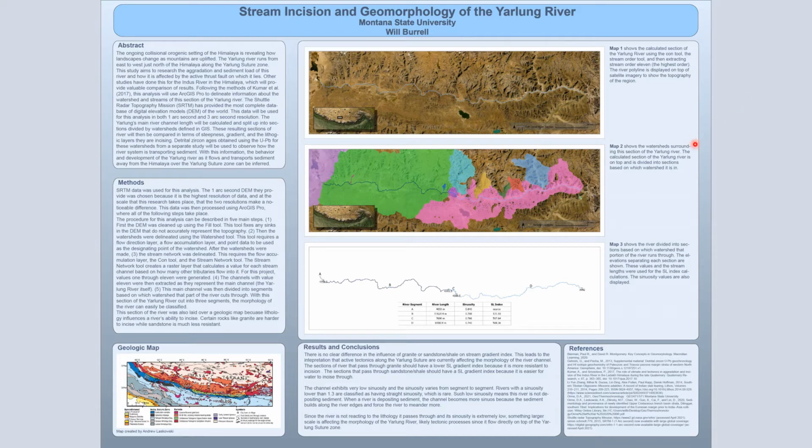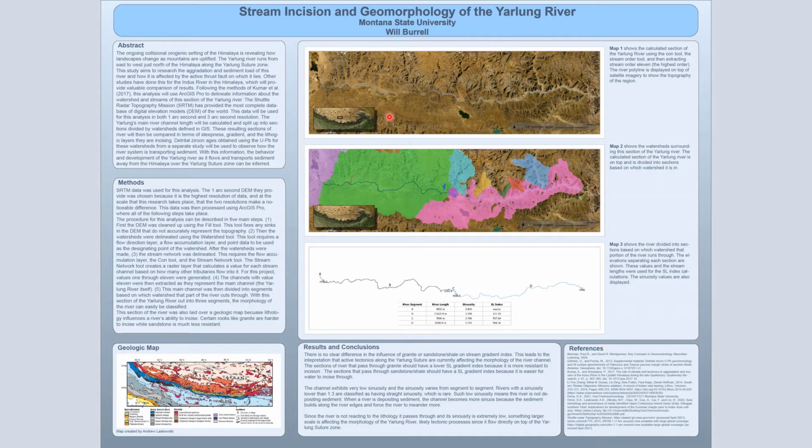Basically, I chose to do this research because the Yarlung River, as it lays right here, is right on top of the Yarlung Suture Zone, which is a currently active tectonic fault. So a river on top of a currently active fault seems kind of interesting versus, say, the Mississippi River, which runs across the North American Craton, which geologically speaking hasn't seen any activity in a while, versus the Yarlung River, which sees geologic activity very frequently.